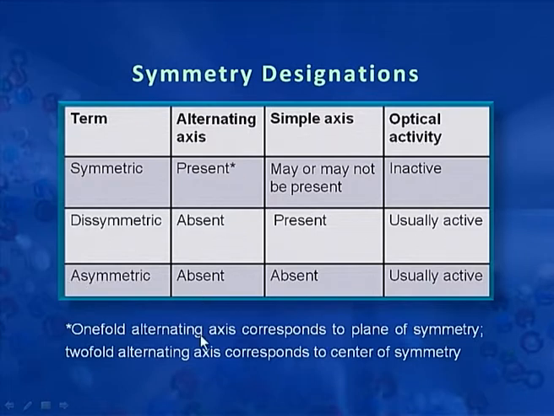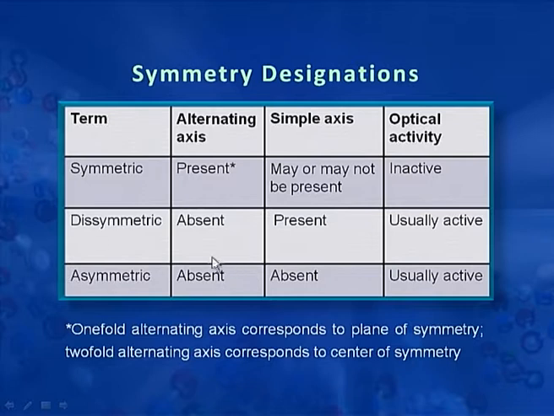Now, here one more thing I would like to add, that a one-fold alternating axis of symmetry corresponds to a plane of symmetry. Means a molecule which possesses a plane of symmetry will have a one-fold alternating axis of symmetry, and a two-fold alternating axis of symmetry corresponds to a center of symmetry. So, the only symmetry element about which we need to talk is the alternating axis of symmetry. If an alternating axis of symmetry is present, the molecule will be optically inactive. Such molecules are called symmetric.